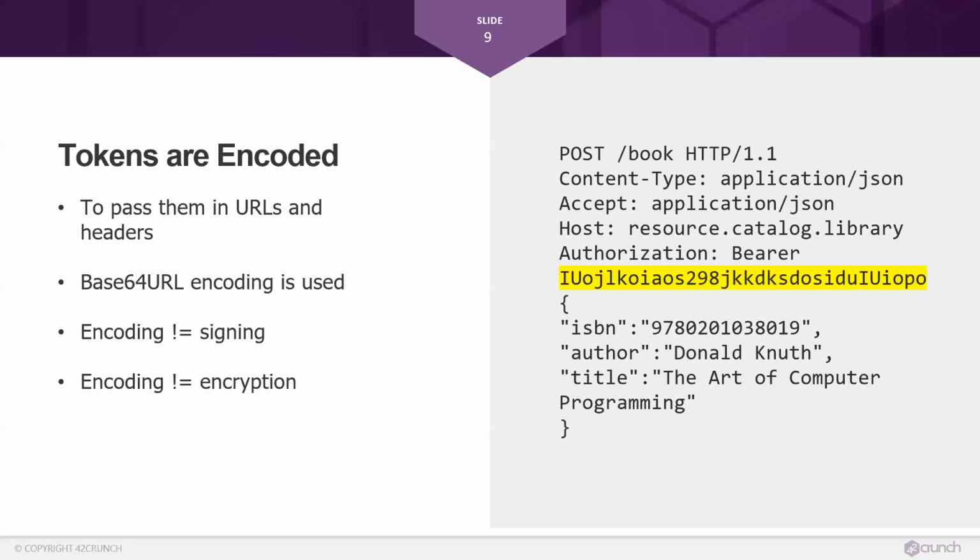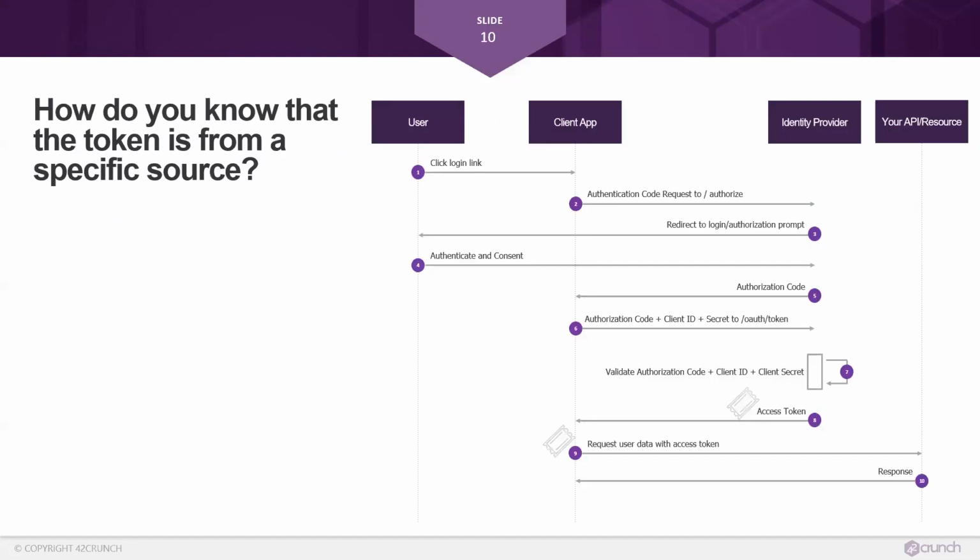Okay, so tokens are normally encoded. Tokens will be passed in the URLs or the HTTP headers. They will be base64 encoded, but be aware that base64 URL encoding is not signing and it's not encryption. Actually, it's just an encoding, so you can decode it perfectly. So if anybody does a man in the middle, they will be able to decode everything that you send.